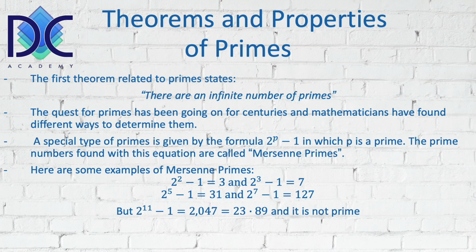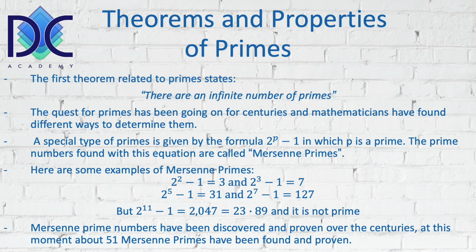And when we go for larger prime numbers, the calculation or the proof becomes more and more difficult, or basically time consuming. Now, at this moment, there are about 51 Mersenne primes that have been found and proven. So people are still looking at finding more of those Mersenne primes, because it's a very interesting formula to find prime numbers. They're not all prime numbers, but a large number of them are.